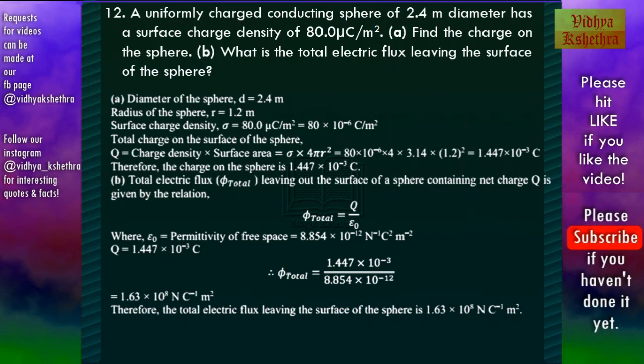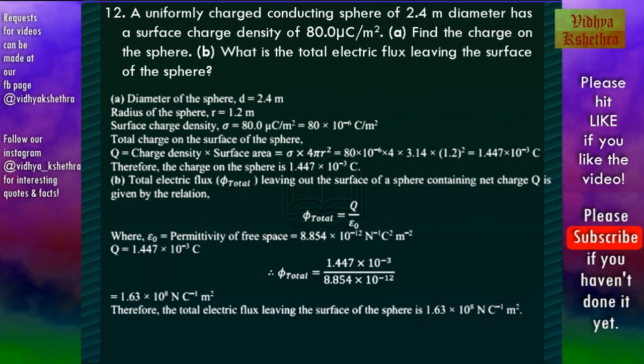Therefore, the total charge on the surface of the sphere Q is equal to charge density into surface area, that's equal to sigma into 4 pi r square. Therefore, the charge on the sphere is 1.447 into 10 raised to minus 3 coulomb. For the second part, what is the total electric flux leaving the surface of the sphere? We can use the Gauss's law. That is phi total is equal to Q by epsilon 0.